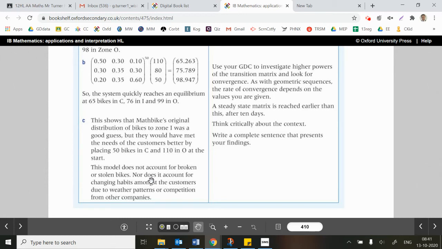For example, on a midweek day you might have a lot of work commuters, and on a weekend you might have a lot of leisure commuters. So you might find that the movements of bicycles and the probabilities, the Markov chains, depend on whether we're dealing with a weekend day or a weekday, and that would make the model more sophisticated.